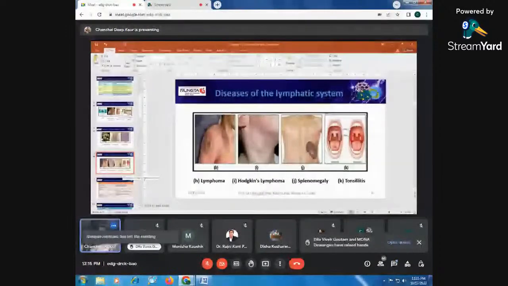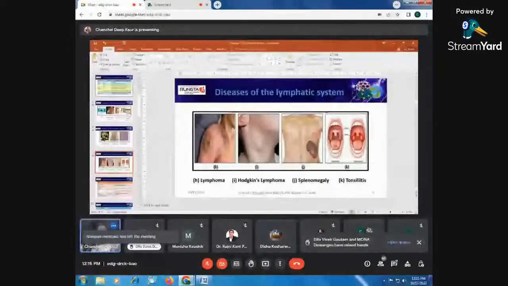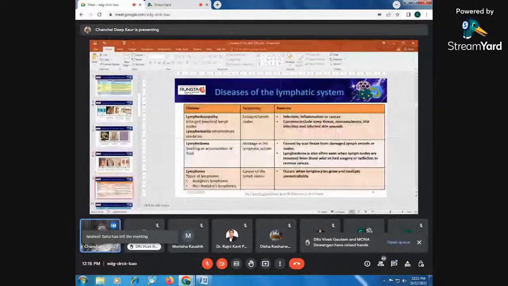So here you can see lymphoma. What is lymphoma? Cancer. So lymphoma means cancer related to the lymphatic system. Now there are two types of cancers, Hodgkin's lymphoma and non-Hodgkin's lymphoma. Then this is splenomegaly and this is tonsillitis. Now we will see in detail about these diseases and symptoms.